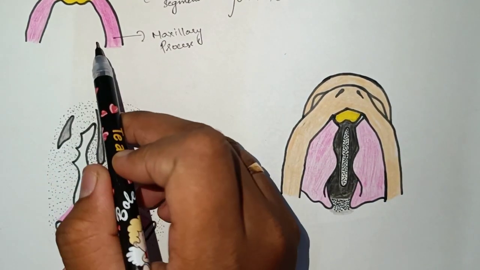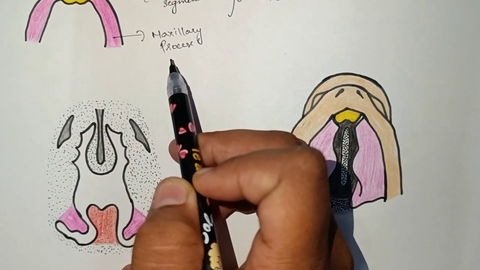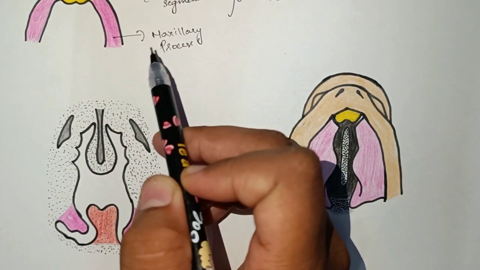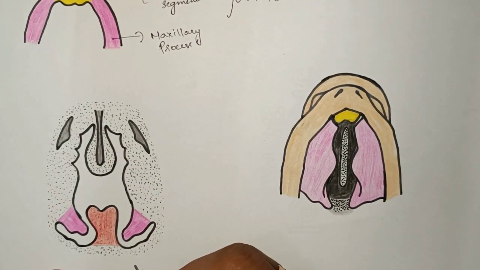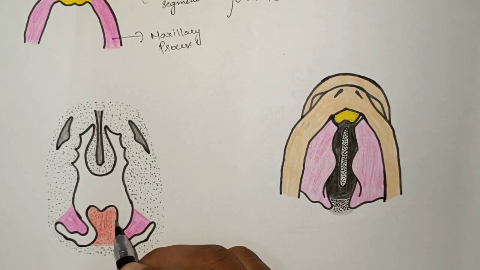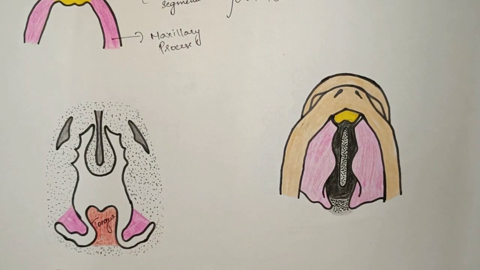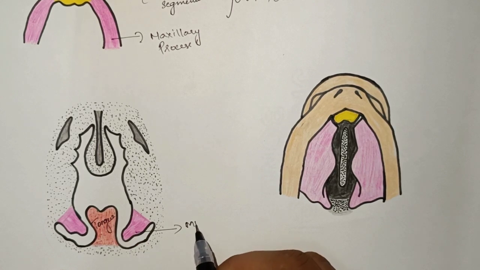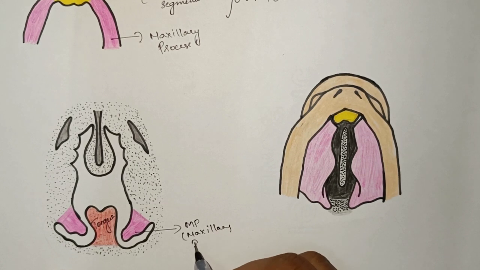As I said earlier, you will have the maxillary process on both sides of the intermaxillary segment, right? The main part of the definitive palate is formed by two shelf-like outgrowths from the maxillary prominence. That is called the palatine shelves. First, let's see what structures I have drawn. This is your tongue, and the two pink colored portions on both sides are your maxillary process. I am denoting it as MP, that is your maxillary process.